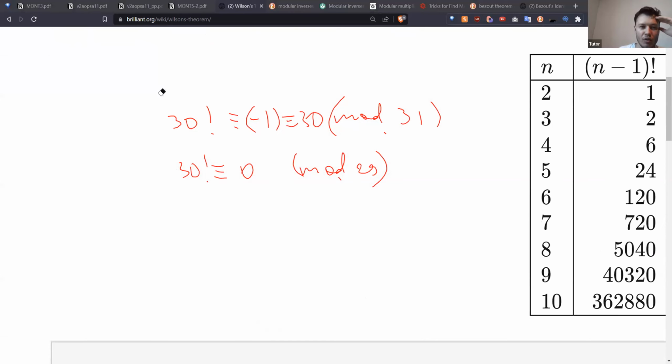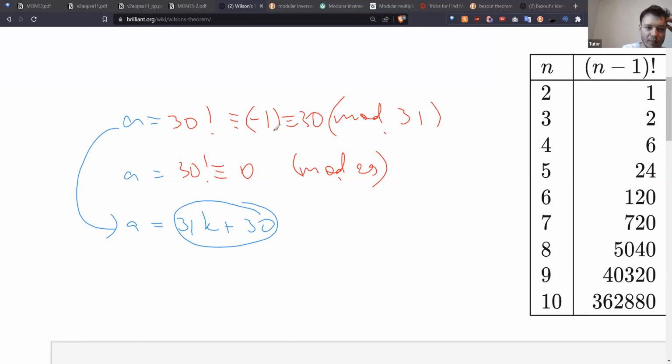Think about this being some number a. So this is your number a, and this is your number a. Then one thing you can do is start with the biggest one. From here, a is going to be equal to 31k plus 30. Then you can plug it in here, and 31k plus 30 is going to be congruent with 0.